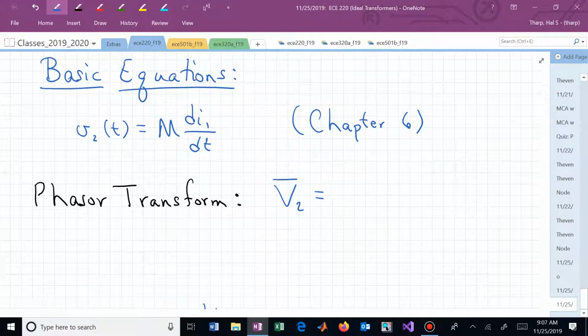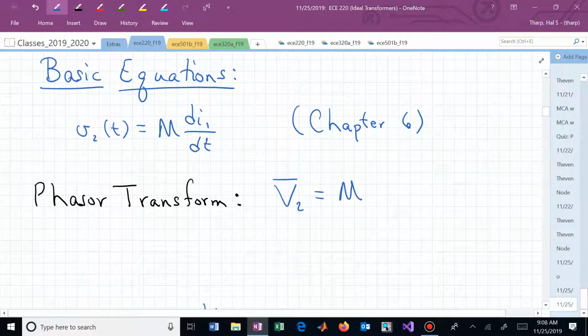If it was MI, it would just be MI bar. But we actually have a differential relationship on the current, and what corresponds to differentiation when we go into the phasor domain or through the phasor transform in the frequency domain? What do we do? M comes through, but now how do we transform di1 dt into the frequency domain? Multiplication by j omega. So now we have this j omega I1.